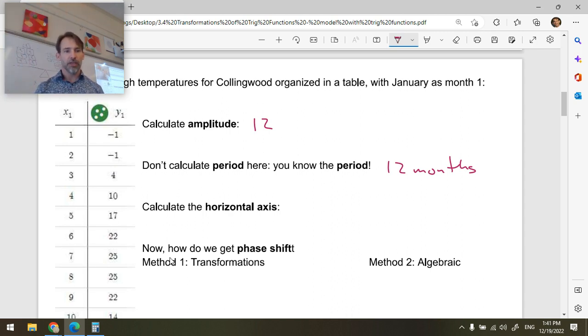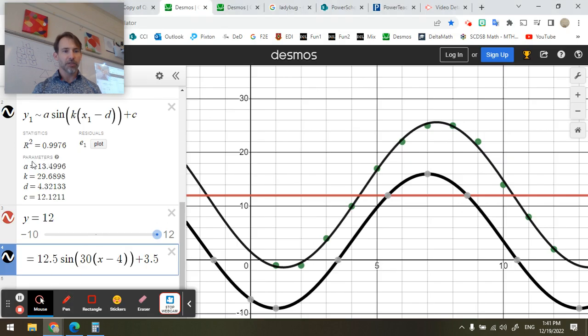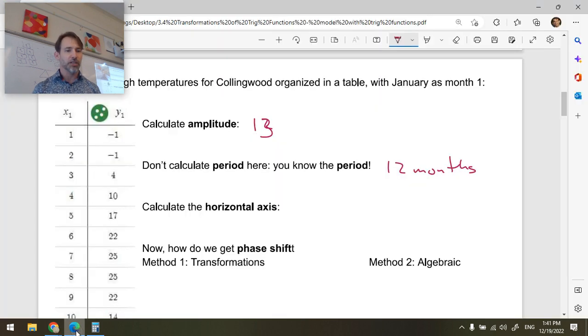The amplitude, sorry, is 13, not 12. Let's get it from Desmos here. I had Desmos calculate these values, and it tells me that the A is like 13 and a half. We're going to use 13.